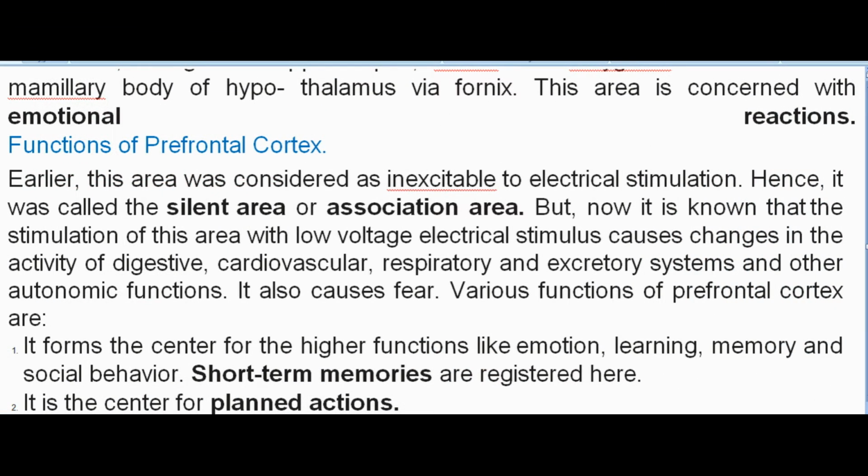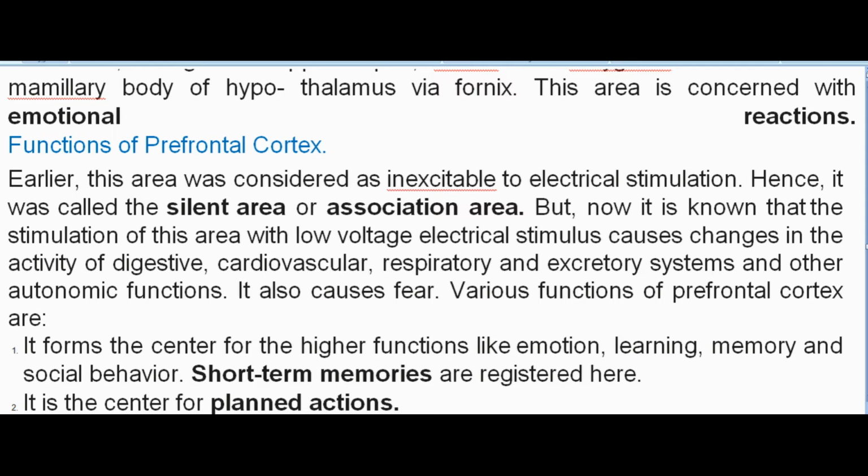Functions of prefrontal cortex. Earlier, this area was considered as inexcitable to electrical stimulation. Hence, it was called the silent area or association area. But now it is known that the stimulation of this area with low-voltage electrical stimulus causes changes in the activity of digestive, cardiovascular, respiratory, and excretory systems and other autonomic functions. It also causes fear.